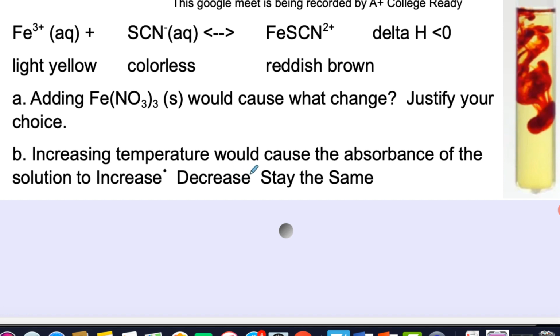Now, increasing temperature would cause the absorbance to increase, decrease, or stay the same. And oftentimes they will ask you to circle the right answer. Now, this year is going to be special because you're going to be doing it on paper. So I'm guessing that they're going to ask you to make a claim. So the first words out of your pen should be either increase, decrease, or stay the same.